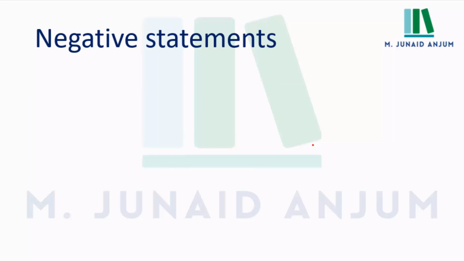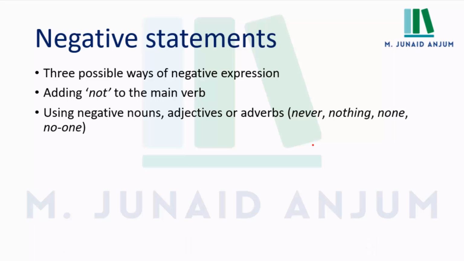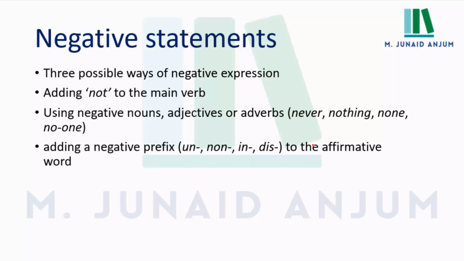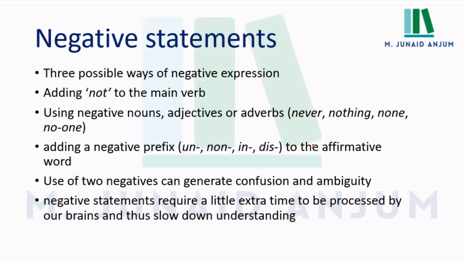Lastly, negative statements. There are three possible ways of negative expression: adding "not" to the main verb; using negative nouns, adjectives or adverbs such as never, nothing, none, no one; and adding a negative prefix, such as "un-" or "non-," to affirmative words. The use of two negatives can generate confusion and ambiguity. So avoid using two negatives together, such as using "not" and "un-" like this.